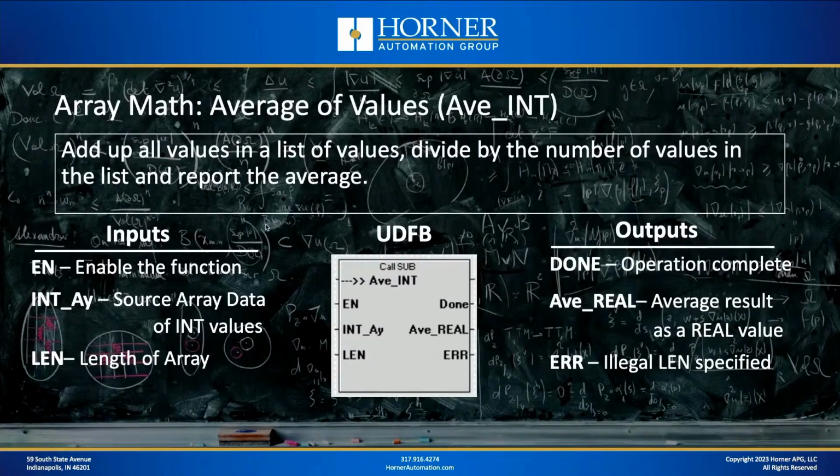And to find the average, what do you do? Well, you sum up the values and you divide by the number of the values in the list. Aha. So that utilizes all the same logic that we just talked about in the sum UDFB and adds a little bit to it at the end. You can see the inputs are again an integer-based array, and this time the output is expressed as a floating point value or a real value.